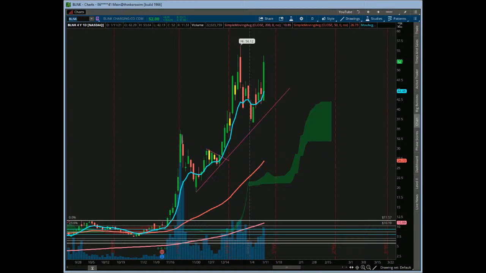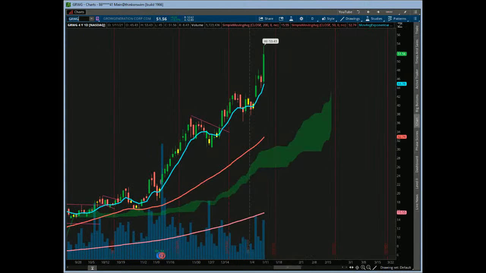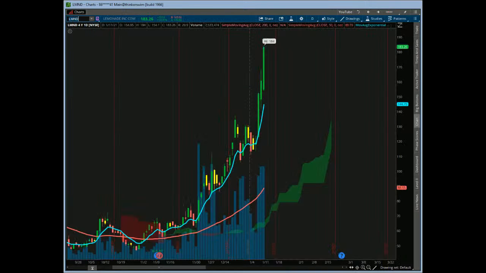BLNK. Guys, again, these charging names, battery names, it's like the new FANG, right? This is one of the stronger sectors today, and gave a nice push there on BLNK. GRWG, let's take a look. Yeah, GRWG, again, like we said, the pot sector was strong today, and GRWG was one of the strongest names in that sector. Let's see if we can get any follow-through on that.